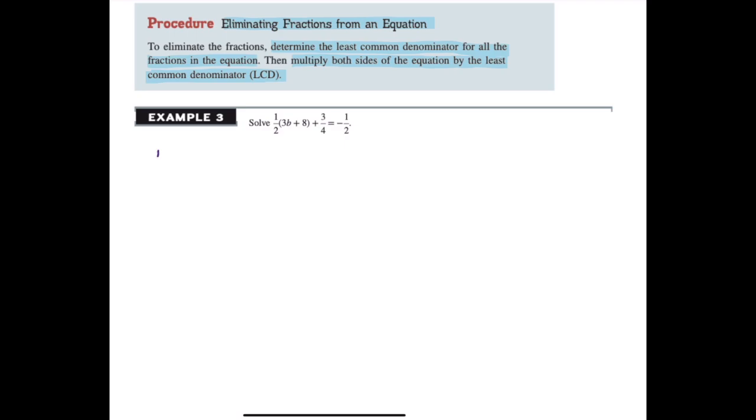So let me write this down. I have 1/2 times 3b plus 8 plus 3/4 equals negative 1/2. Lots of fractions, things would get complicated if we keep them around, but there's something that we can multiply by everything that will actually just clear out the fractions. And it's saying we want to use the least common denominator of all of the fractions.